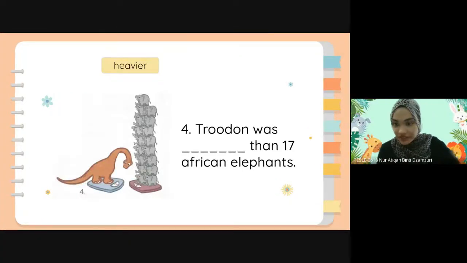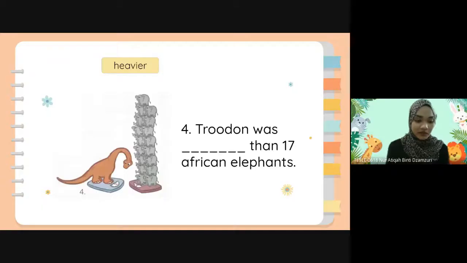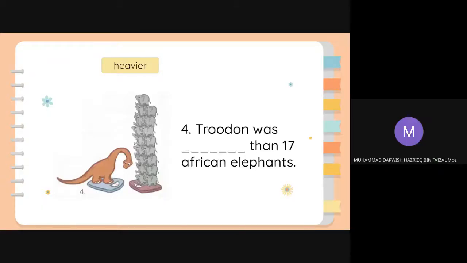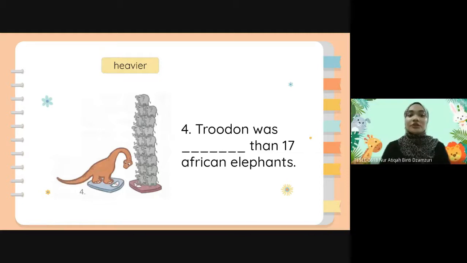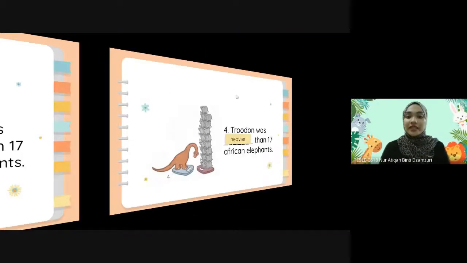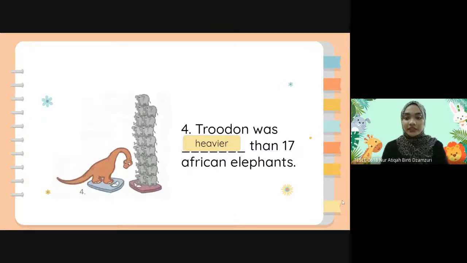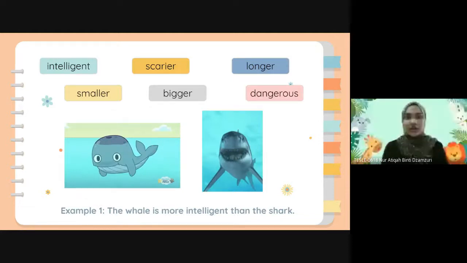Okay, Hazri. Yes, teacher. Okay, read the last one. This one is very, very easy. Rodan was heavier than 70 African elephants. Very good. Rodan was heavier than 17 African elephants. Okay, well done. Now, this is the real activity for this lesson.